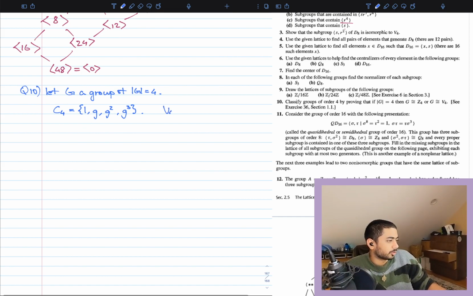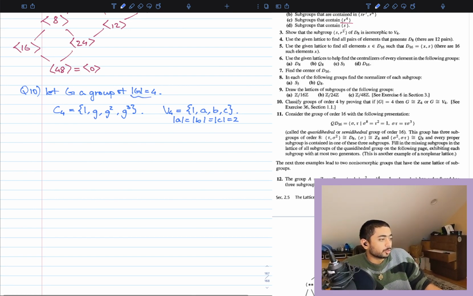The other group of order 4 that we all know is the Klein group. Once again, this has the identity element, and then it's got 3 other elements, which I'm going to name A, B, and C, with the property that A, B, and C are all order 2, and if you multiply any 2 of them together, then you get the other one. So A times B gives you C, B times C gives you A, and A times C gives you B. So these are 2 groups that both have order 4.